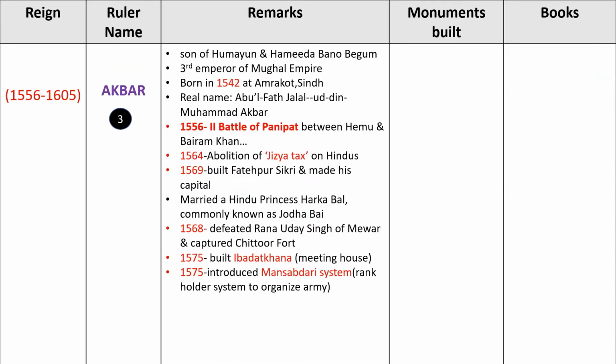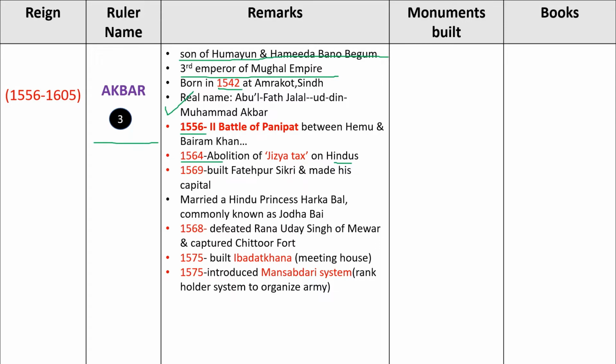After the death of Humayun, his son Akbar crowned the king. He is the son of Humayun and Hamida Banu Begum. He is the third Mughal emperor. He was born in 1542 at Amarkot, Sindh. His real name was Abul Fath Jalaluddin Muhammad Akbar. In 1556, he met Second Battle of Panipat under the guidance of Bairam Khan and defeated Hemu and crowned the king. In 1564, he abolished jizya tax imposed on Hindus, that is non-Muslim citizens.